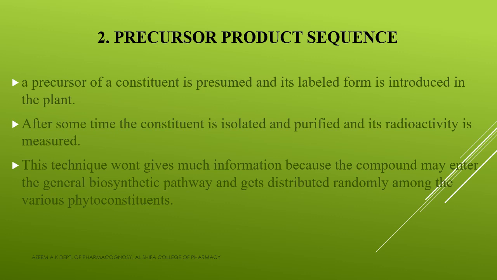So here in precursor product sequence, a precursor of a constituent is presumed and its labeled form is introduced in the plant, and after some time the constituent is isolated and purified and its radioactivity is measured. Clear? And this technique won't give much information because the compound may enter into the general biosynthetic pathway. It will not be specific, and it does not go only to that precursor. It may enter into the general biosynthetic pathway and gets distributed randomly among the various phytoconstituents.